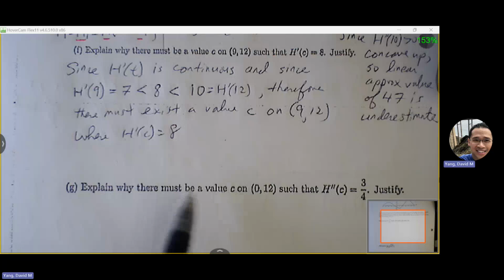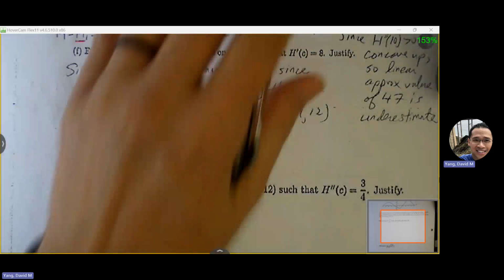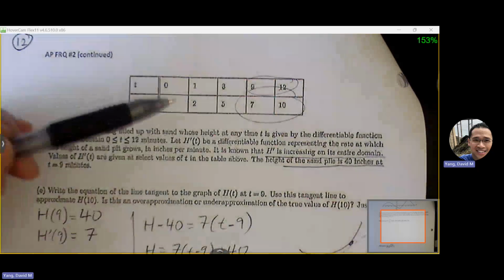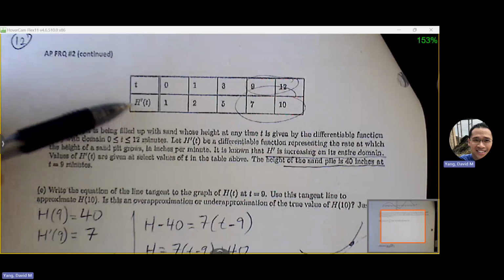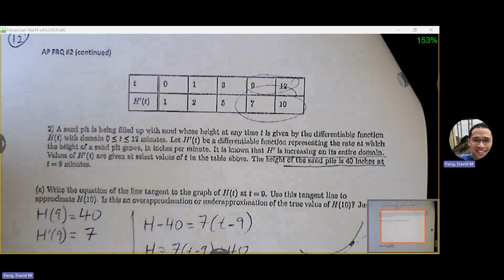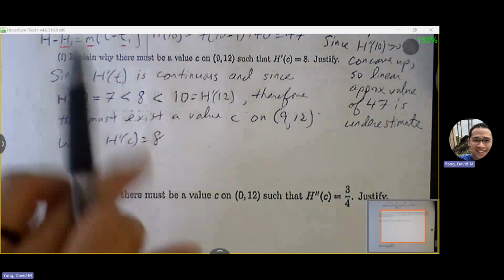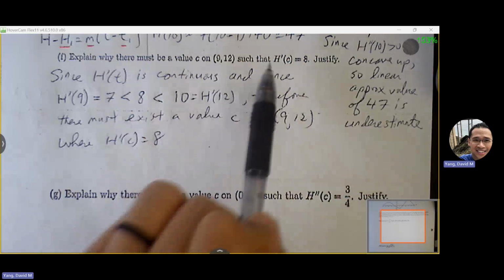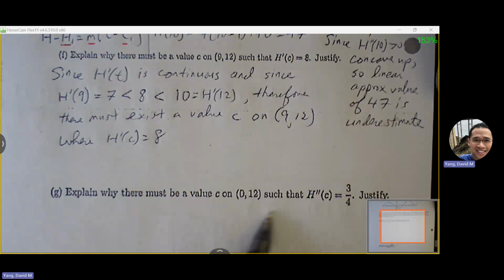Part G, explain why there must be a value C such that H double prime of C is equal to 3/4. Now we don't have H double prime of C because we only have H prime, but we know H double prime is the slope, or the derivative level of what we can see. So that's usually involving mean value theorem. Sometimes they like to pair these two together because they're both kind of related. But if what you're looking for is at the level that it's given to you, then it's usually IVT. But if what you're looking for is at a level that is a derivative below what's given to you, then that's going to be mean value theorem.